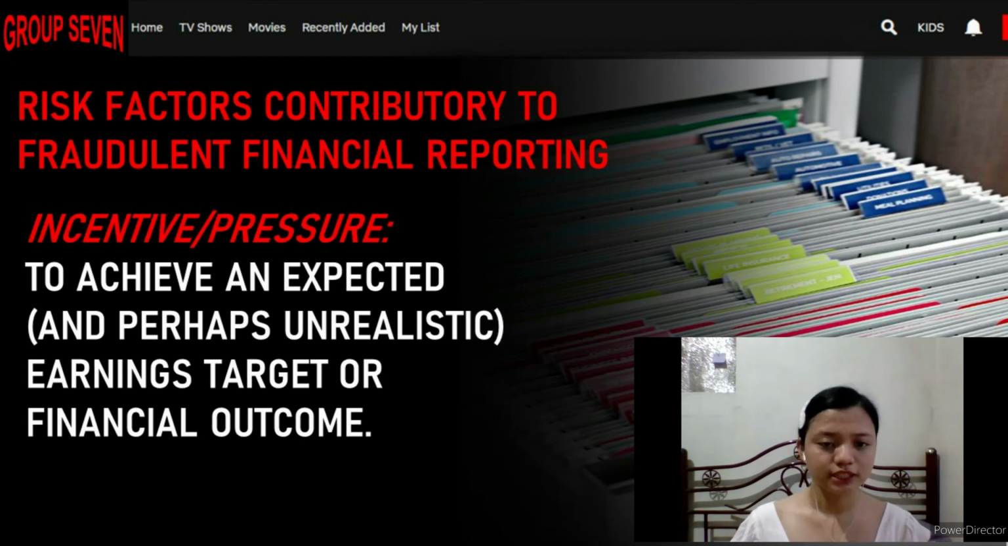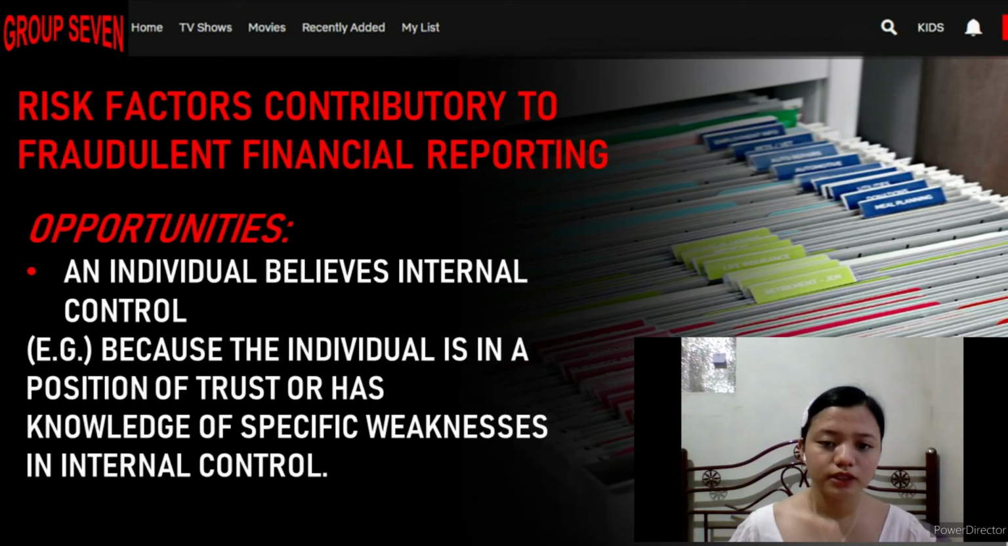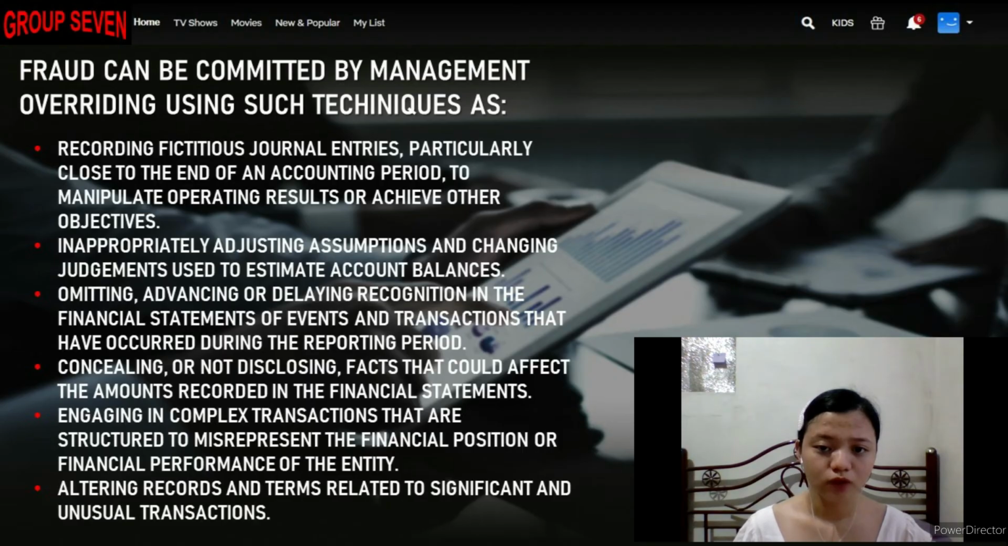Next is opportunities. A perceived opportunity to commit fraud may exist when an individual considers internal control can be overridden. Take, for example, the individual is in a position of trust or has knowledge of specific weaknesses in internal control. Fraudulent financial reporting often involves management override of controls that otherwise may appear to be operating effectively.